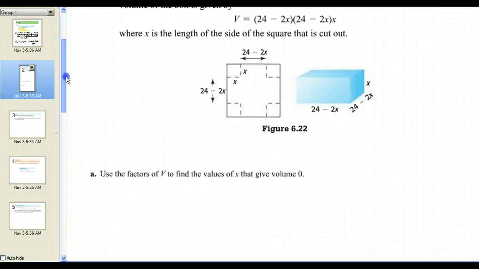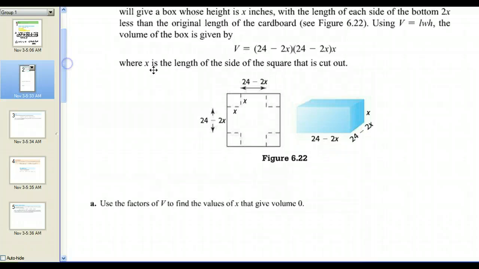Alright, here's some questions. Use these factors to find the values of X that give a volume of 0. Okay, so a volume of 0 means that V equals 0. So when is V equal to 0? That's just like we were talking about. Find the zeros of this polynomial. So one of these things is 0, either 24 minus 2X, which appears twice, so I only have to solve it once, or the easy one, X equals 0.